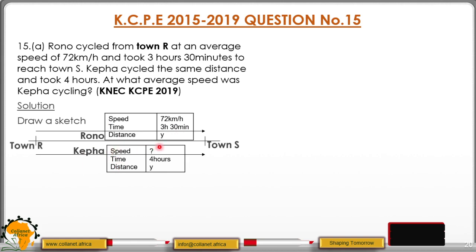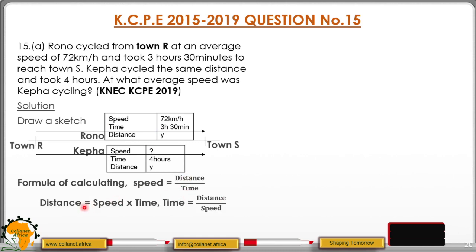So speed we don't know, time we don't know, but distance we can get from Rono, because the distance between town R and S are the same because they use the same distance. Therefore, the formula for calculating speed is distance over time. And now distance is calculated by speed times time.